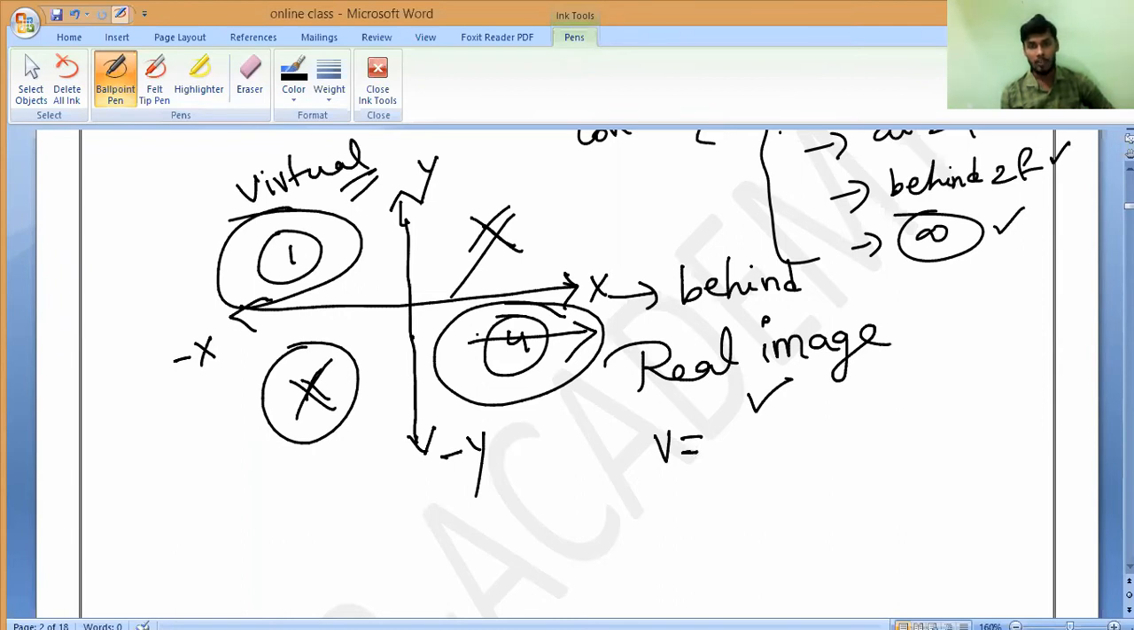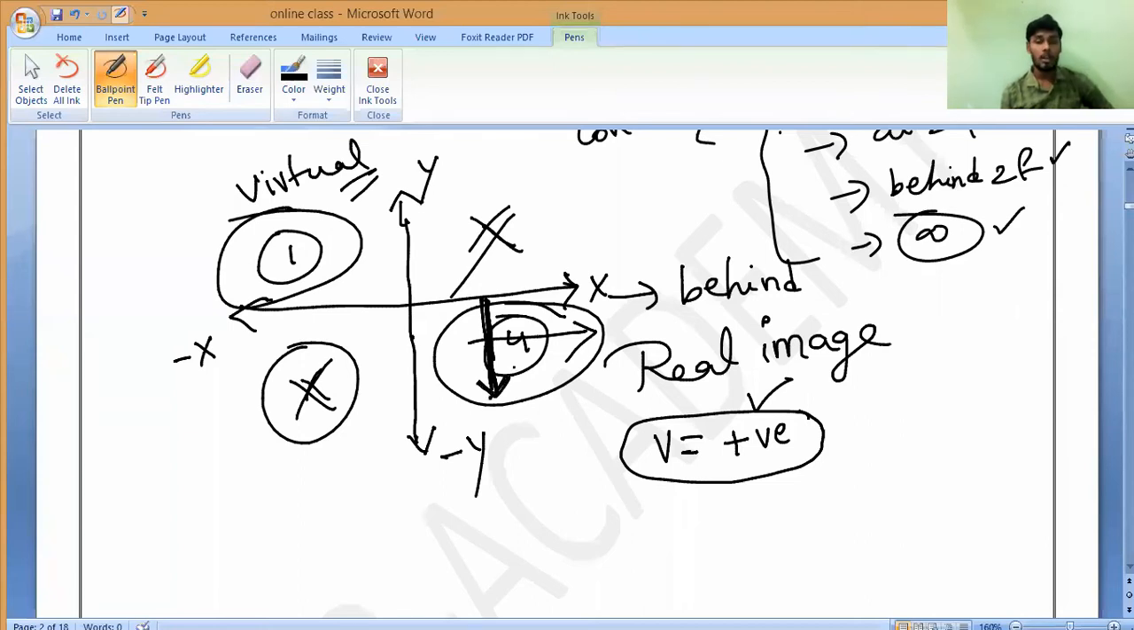If the image is forming in this area, then v is equal to what? Always positive. Do you understand? Image distance is always positive. And also it will form inverted. In this coordinate, the image is forming always inverted. Do you understand me, all of you? Yes, sir.